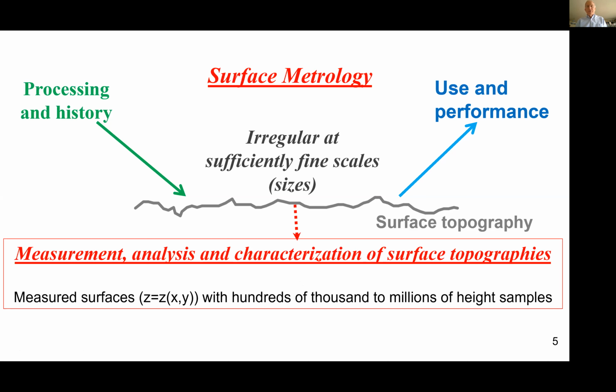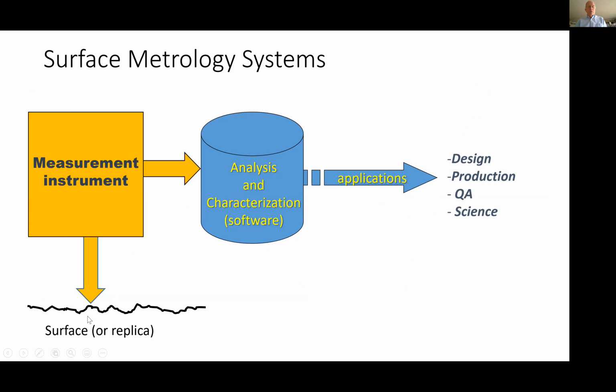So surface metrology systems, we might have a surface or a replica, because sometimes we're dealing with, like we've measured for NASA, we were working on pavements of runways, and it's inconvenient to bring the whole runway into the lab. So we would work with replicas or bring the machine out onto the runway, which we did as well. Anyway, so we have some measurement instrument measuring the actual surface of interest, or perhaps a replica.